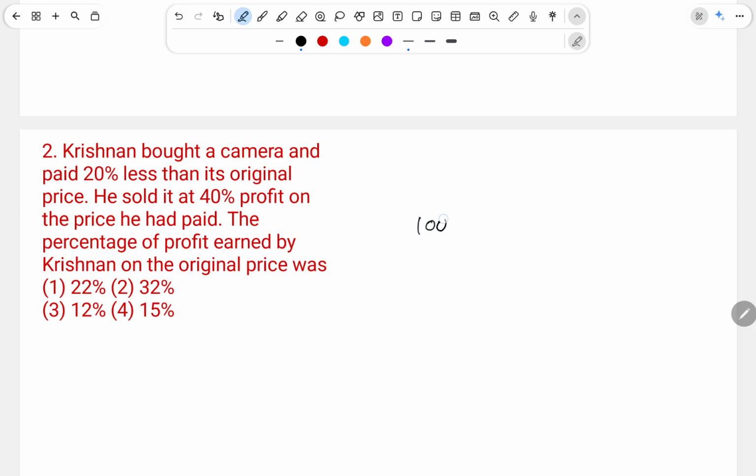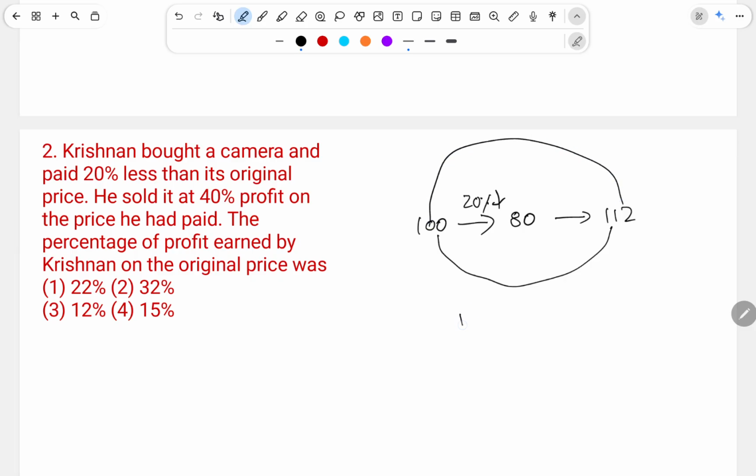So let 100 rupees be the amount. He bought it for 20% less, means it is 80. He sold it for 40% profit. What is 40% of 80? 10% is 8, 40% will be 8 into 4, so 32. So it becomes 112. So overall profit is 12%. Over 100 it increased by 12. So 12% profit.